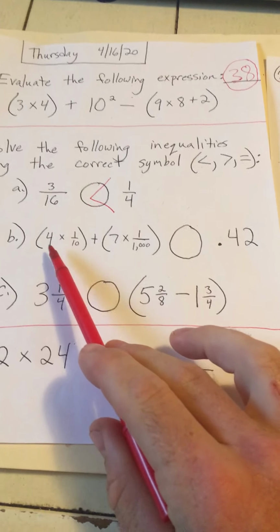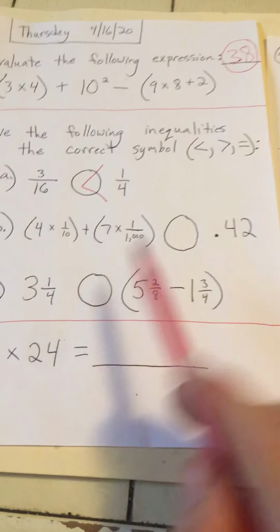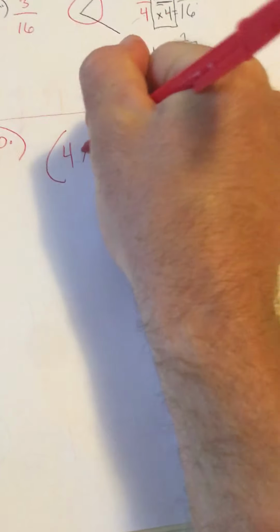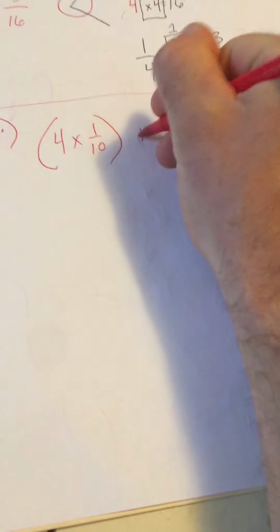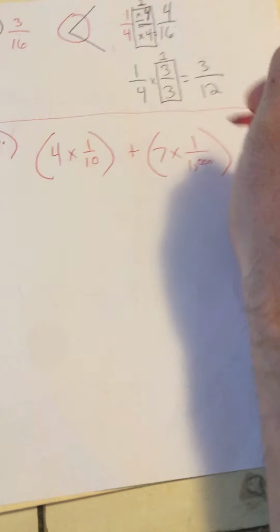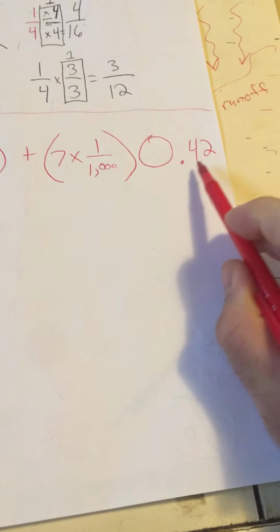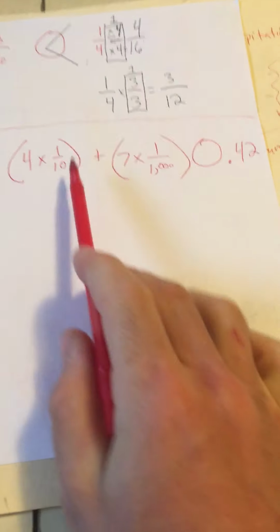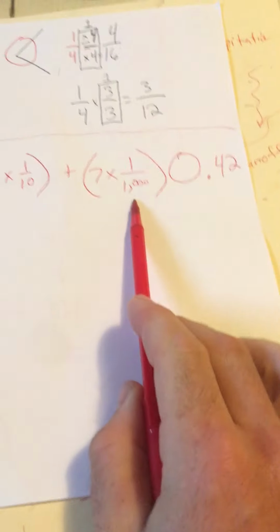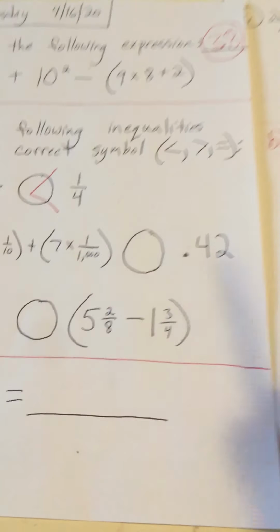Okay, so now B. 4 times 1/10 plus 7 times 1/1000th, or 0.42. So I'm going to rewrite it over here. 4 times 1/10 plus 7 times 1/1000th, or 0.42, or 42 hundredths. So we're trying to figure out, make sure you got the right ones here. 4 times 1/10, good. 7 times 1/1000th, good. Because if you wrote that as 100 by accident, you'll get this problem wrong.